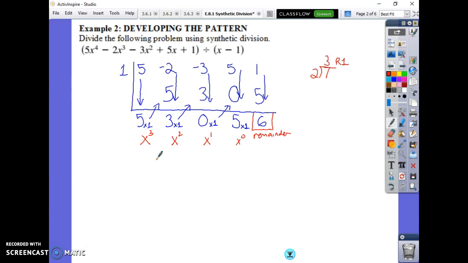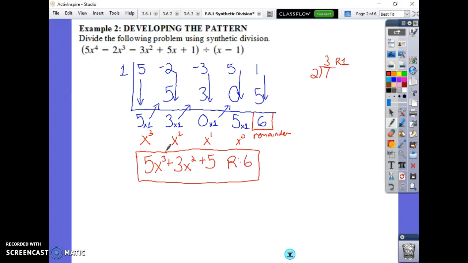So to write your answer to this question, your answer would be a 5x to the third, so that's my coefficient of this one, plus, in this case, because it's positive, a 3x to the second, and then this is a 0x to the first. So first of all, x to the first is just x. 0x is nothing, so I'm going to skip over this term and go over here, and this is a 5x to the 0 term. Now x to the 0 is my constant term. This goes away, so I'm just going to write it as 5. So it's plus 5, and this answer has a remainder of 6. So this is my answer and the general idea of what we're going to be doing through synthetic division here.